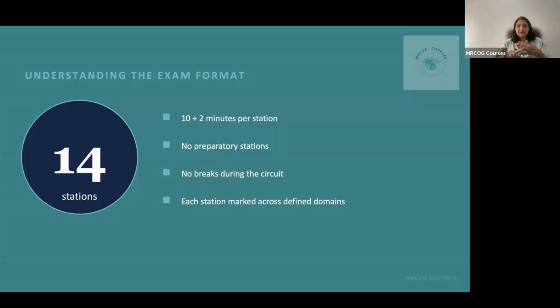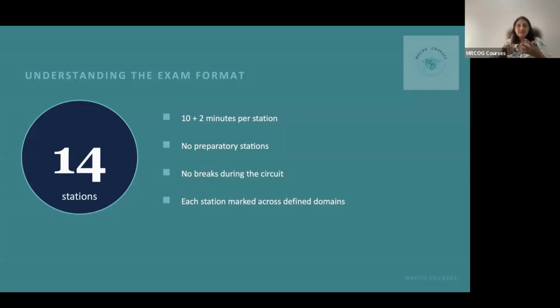No preparatory stations. Immediately as you enter the exam, the circuit starts. No breaks during the circuit, right? Usually you do not get any toilet break or water break or nothing. If you have a very bad emergency, then you can tell the examiner, but that will be your loss of time. You will miss that time because the circuit is going on, right? So no breaks during the circuit.